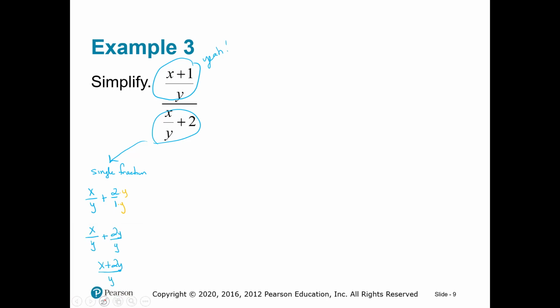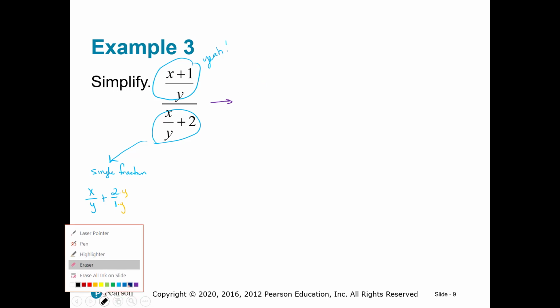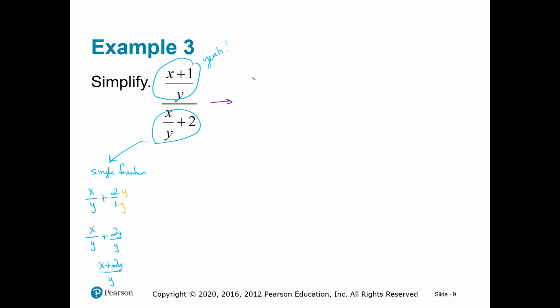All right, so let's check this out. We said the numerator was okay because it was a single fraction. And now I've got the denominator as a single fraction. And remember, what does this line mean separating the two? Yes, it's a division problem.